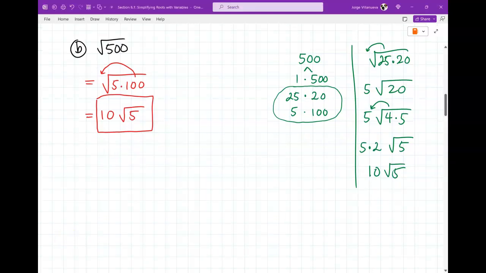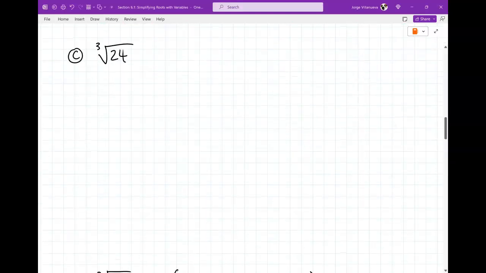All right, so let's keep moving on here. So part C. Now notice this is a cubed root of 24. All right? Now for the cubed root, we're not looking for a number that multiplies times itself as a square root. Like square root of 4 is 2 because 2 times 2 is 4. Right? The square root of 16 is 4 because 4 times 4 is 16. Right? The square root of 25 is 5 because 5 times 5 is 25. The cubed root of 8, and I know that's not here, but the cubed root of 8 is 2, because 2 times 2 times 2 is 8.